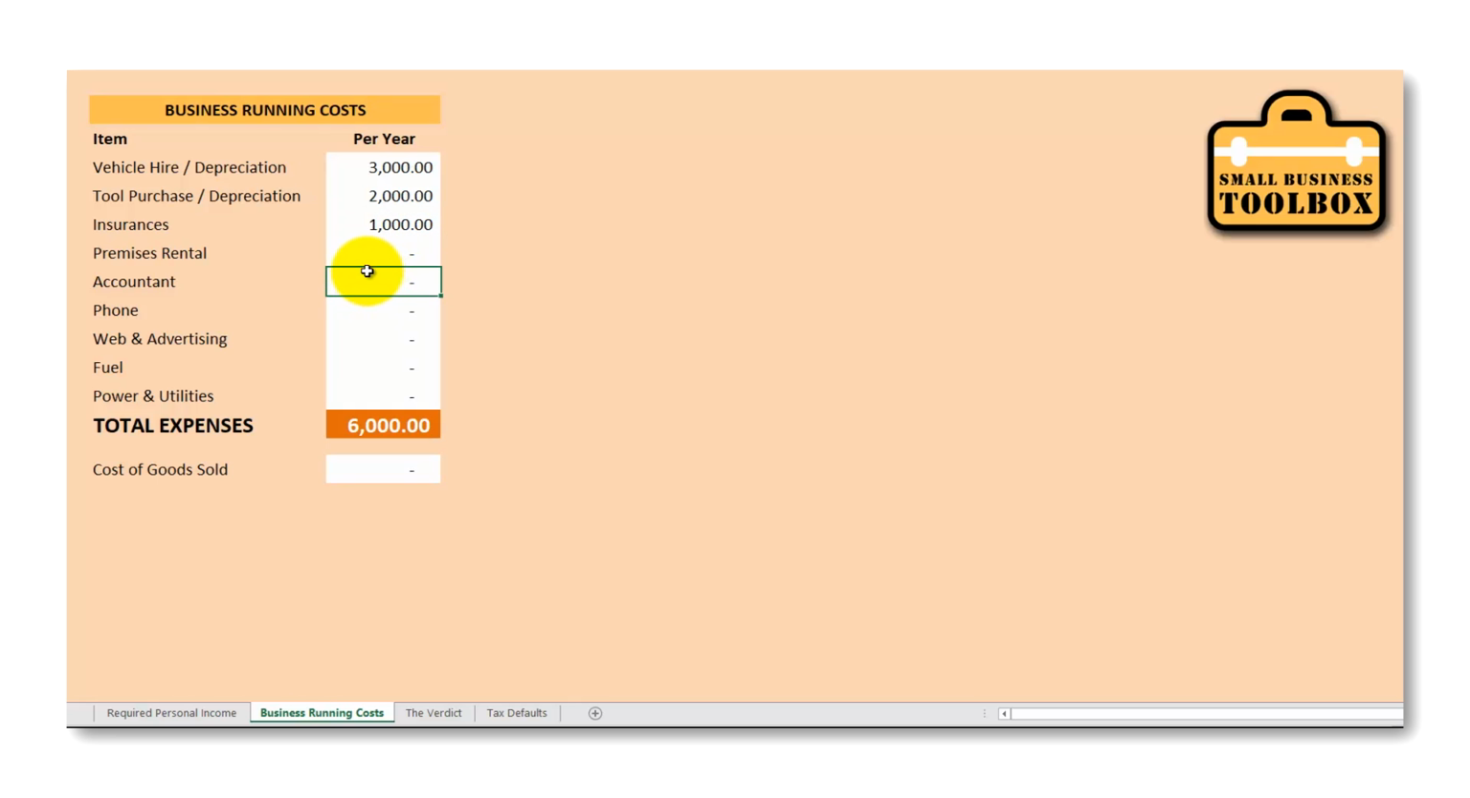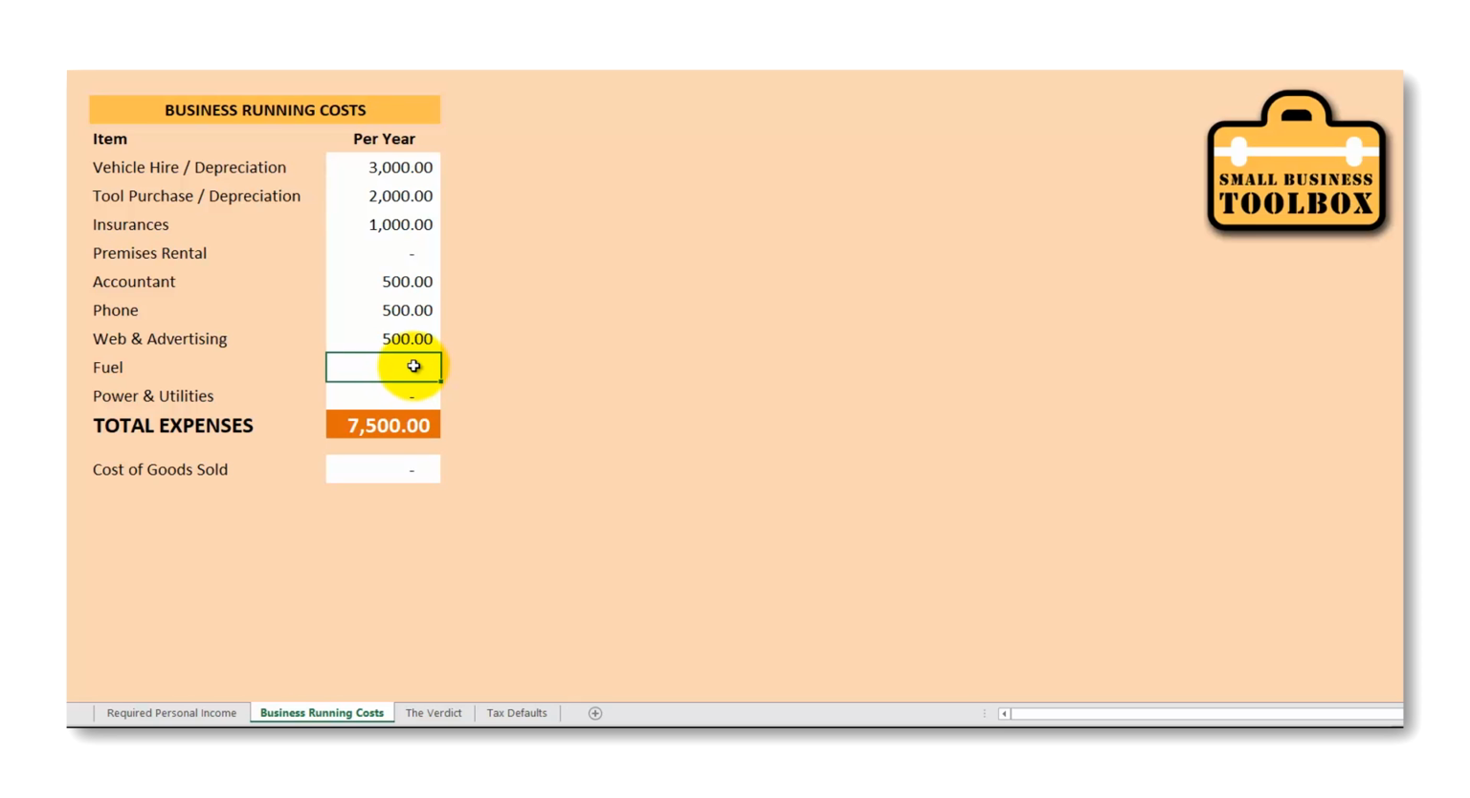Accountant, £500 a year. Phone costs, you could easily spend £50 a month on the phone. Let's optimistically say £500 a year. Web and advertising costs, so you're going to have web hosting, or you're going to be paying a web development company to look after your website for you, or you're going to be paying for advertising on Facebook or on Google or in magazines or whatever. Let's allow £500 a year for that.